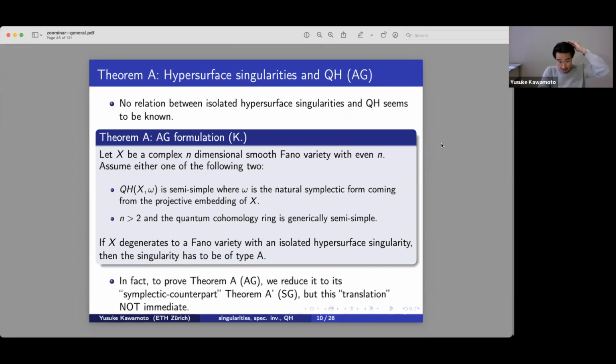So in fact, this is a completely algebraic geometry statement, but to prove this, you reduce it to the symplectic counterpart, which is the following theorem. But I'd like to just mention that this translation of SG to AG is not immediate. You have to do some argument, but basically it's a translation. So the counterpart is as follows.